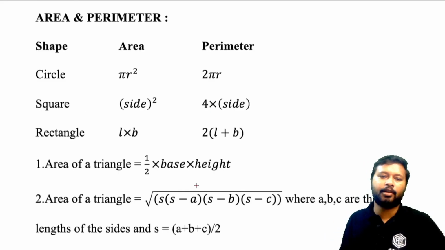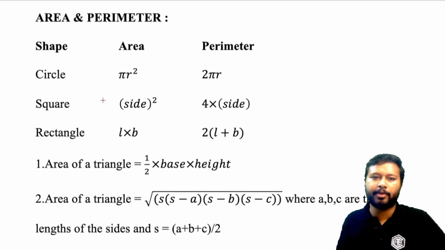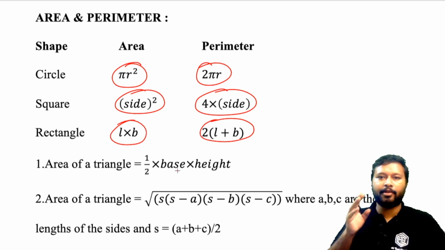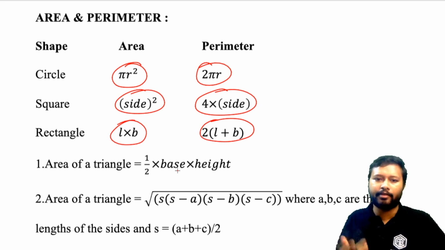Okay, next set of formulas for shapes and their area and perimeter. So for a circle, area is pi r square, perimeter is 2 pi r. For a square, area is side square, perimeter is 4 into side. For a rectangle, area is length into breadth, and perimeter is 2 into (length plus breadth). Area of a triangle is equal to half base into height. Remember that this can only be applicable if there is a height at 90 degrees.